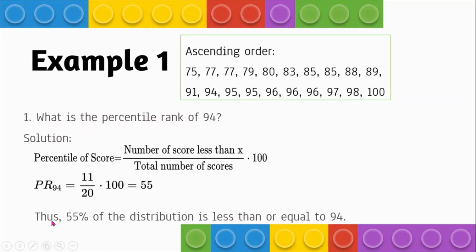Thus, 55% of the distribution is less than or equal to 94. That's how we interpret this percentile rank of 94.